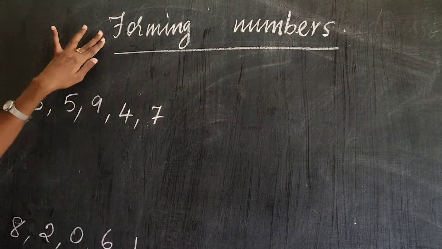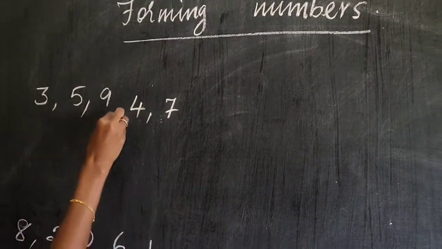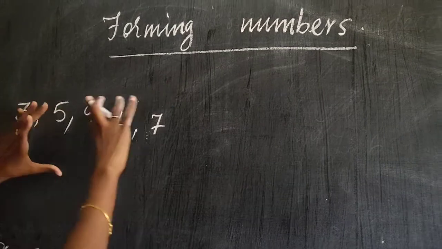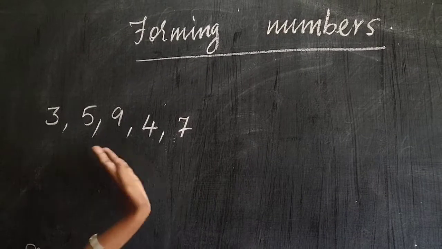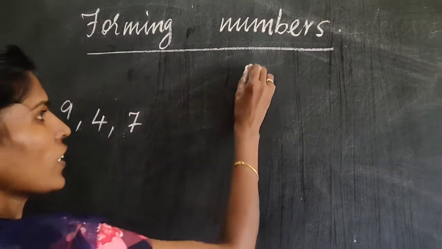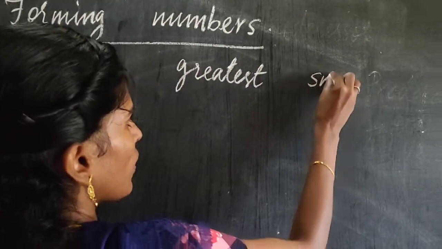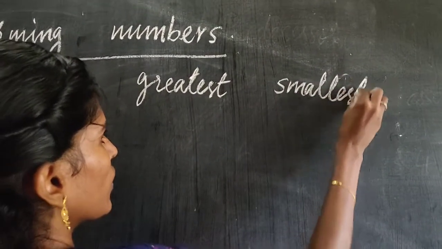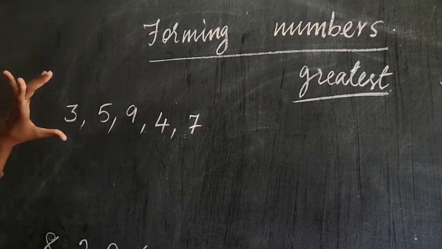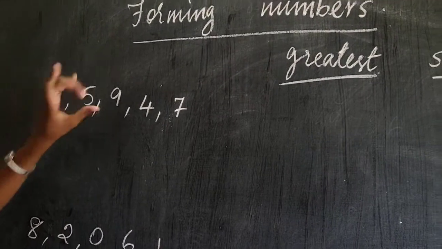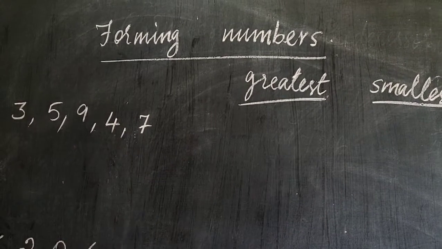Now we are going to learn about forming the numbers. Now there are 5 digits given, 5 different digits, and they are given with commas. So this is not a number, 5 different digits are given. Using these 5 different digits we are going to form the greatest number and the smallest number. You can use only these digits, and you can use each only once.